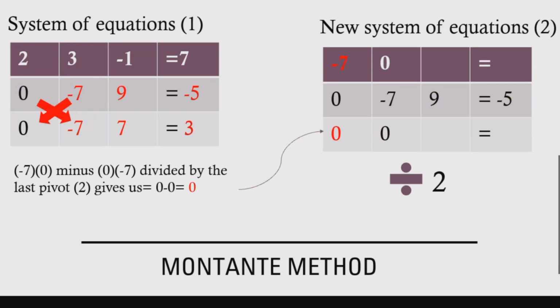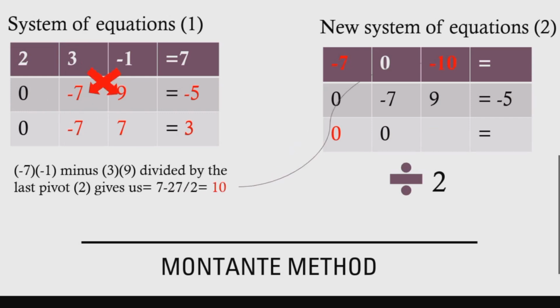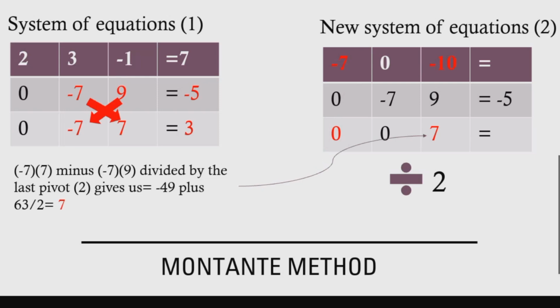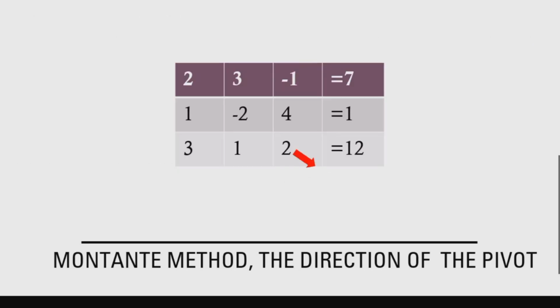In here is going to be 0, because it will be 0 minus 0 between 2. Here we have minus 10 by multiplying 3 and 9 and subtracting minus 1 and minus 7. Then we have 7 in this other space, minus 17 next to the minus 1, and minus 28 next to the 7 in the bottom right. Now that we have finished phase 2, Dana is going to explain phase 3.